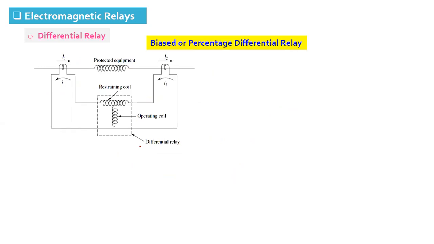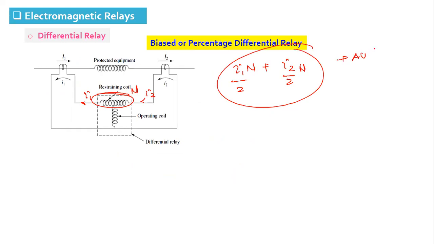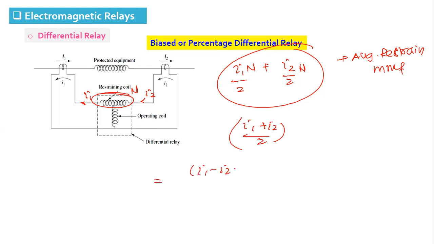Then the drawback of the simple differential relay is overcome by the bias differential relay, where we also put one restraining coil. If we take n turns, then this current is I1, this current is I2. So this is called the average restraint current or restraint MMF. The average restraint current is (I1 plus I2) by 2, and this relay will only trip when the ratio of pickup current to average restraint current is more than a set value. This is called the percentage bias.